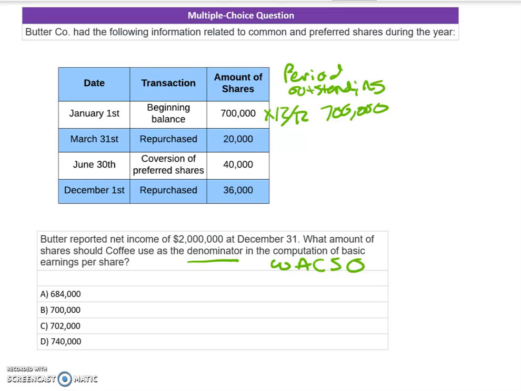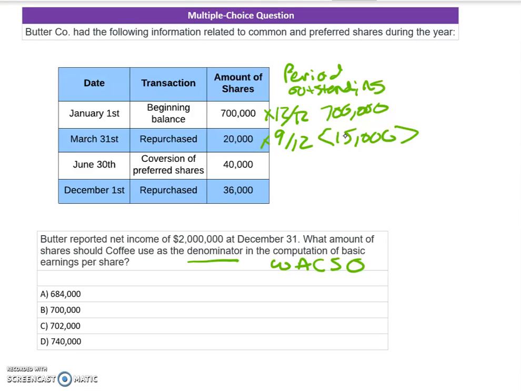We repurchased 20,000 of our common shares. So 20,000 is going to be multiplied by how many months? And that's going to be 9 of 12 because it was repurchased on March 31st. We have 9 months remaining in the year. So 9 divided by 12, that's going to give us 15,000. And that 15,000 is going to be reducing our weighted average common shares because that is going to be repurchased. So that's taking them out of the hands of the public. So we are repurchasing them. We're reducing our weighted average common shares.